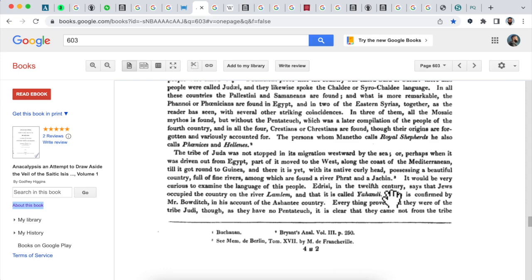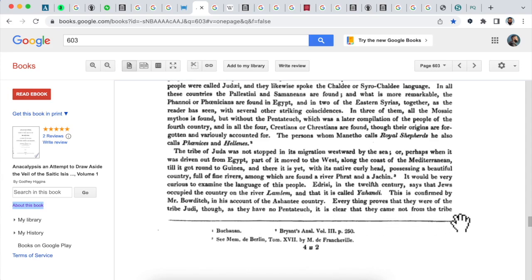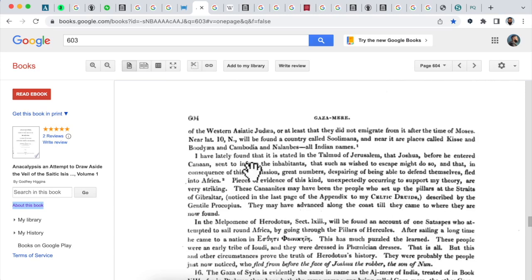It says, Adrisi in the 12th century says that Jews occupied the country on the river Lamlim and that it is called Yahandi. This is confirmed by Mr. Baudrand in his account of the Ashanti country. Everything proves that they were of the tribe of Judah, though, as they have no Pentateuch. The Pentateuch is the Torah. As they have no Pentateuch, it is clear that they came not from the tribe of the Western Asiatic Judea, or at least that they did not immigrate from it after the time of Moses.